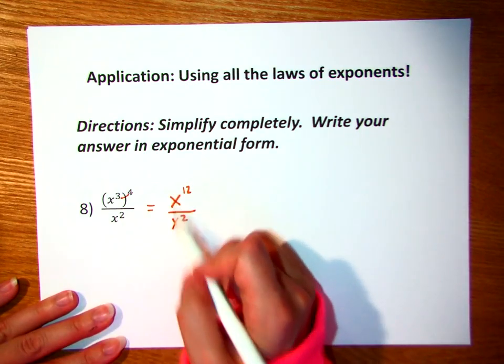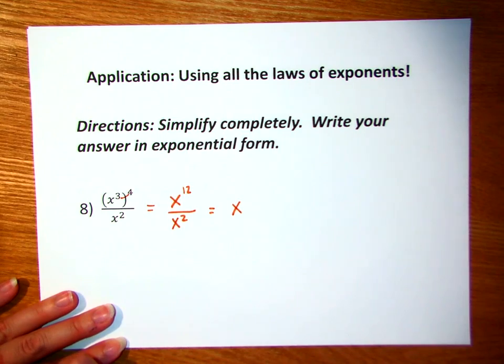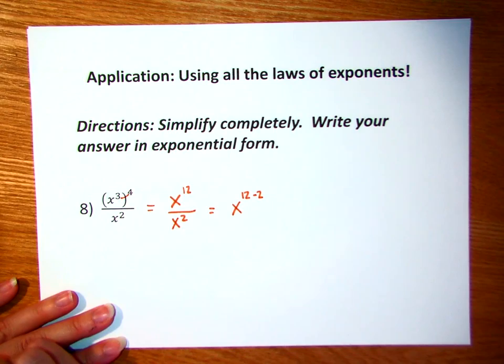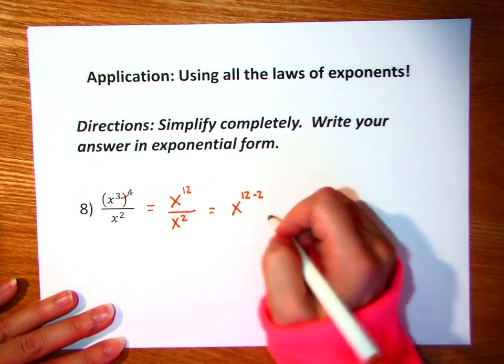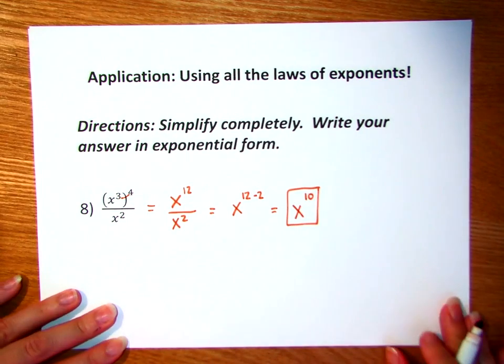Now notice we have the same base over itself, so you keep the base. What do we do with the exponents? Well, with division we subtract 12 minus 2. Top number minus the bottom number, which gives us x to the 10th power is our final answer.